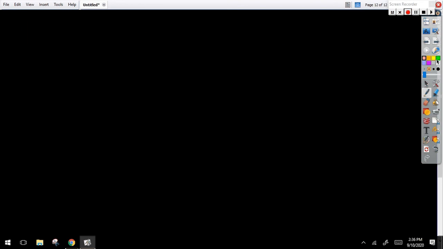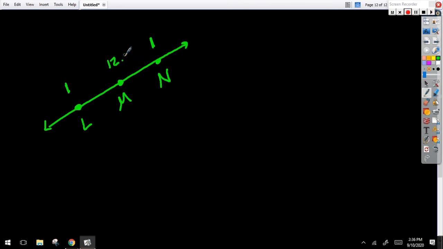Maybe I give it to you the other way. Maybe we have a line segment, and we have LMN, and maybe I tell you that the whole thing is 12.1 inches, and maybe this little piece MN is 2.3 inches.